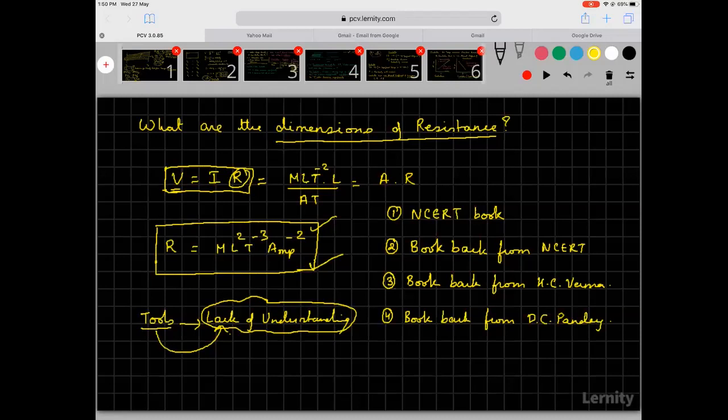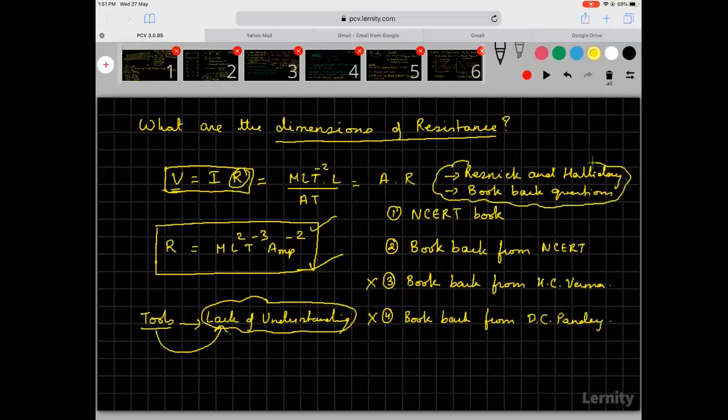Now, personally, if you are asking me, sir, which book have you read? I have read Resnick and Halliday. I have solved all the book back questions. I like this book because this book does not give me 100 formulas. This book at the end of it will give me maximum 5 or 10 formulas. But it gives me a lot of concepts.